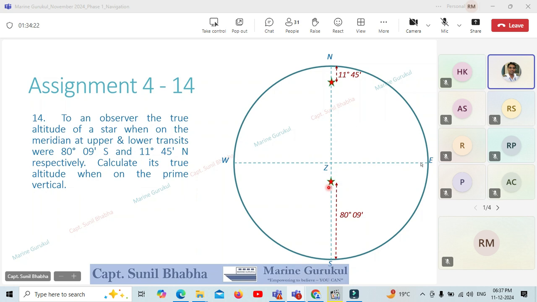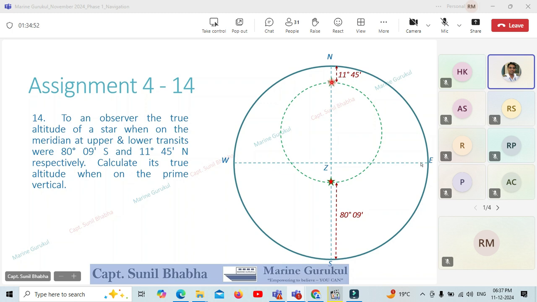Now the declination circle of the star should be passing from both these locations. It is the same star, and there is only one possibility of having a declination circle like that. The possibility is a circle in this particular way. So you see the declination circle of the star passing from both the positions of the star. We can draw the declination circle.